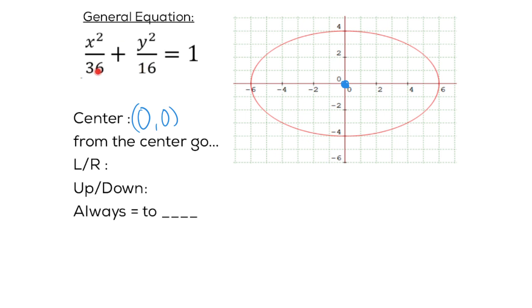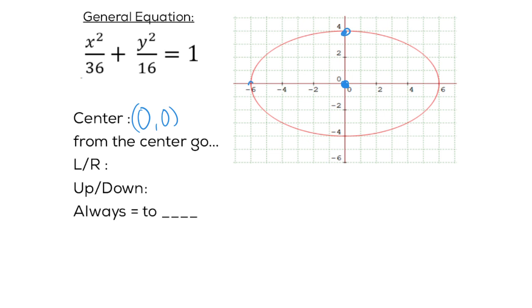Now remember that this is an a squared, so I would square root it. So I'm going to go left and right 6. And you can see that's what's happened here. I've gone left and right 6. I'm going to go up and down 4. Up 4, down 4.